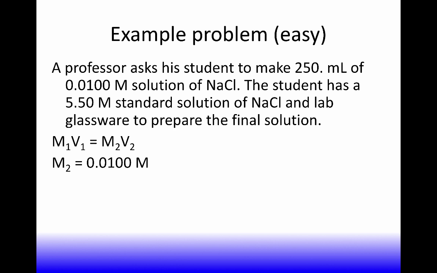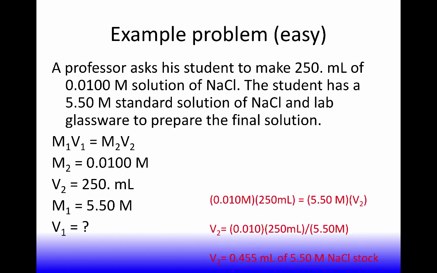The final volume we're trying to make is 250 milliliters. The initial molarity is the molarity of the standard solution, 5.50 molar. And finally, we're trying to determine how much of that we need to add and dilute in order to actually make this solution. So we're trying to find V1. Now, since V2 has the units of milliliters, V1 in this answer will also have the units of milliliters. So then we just plug in everything and solve.